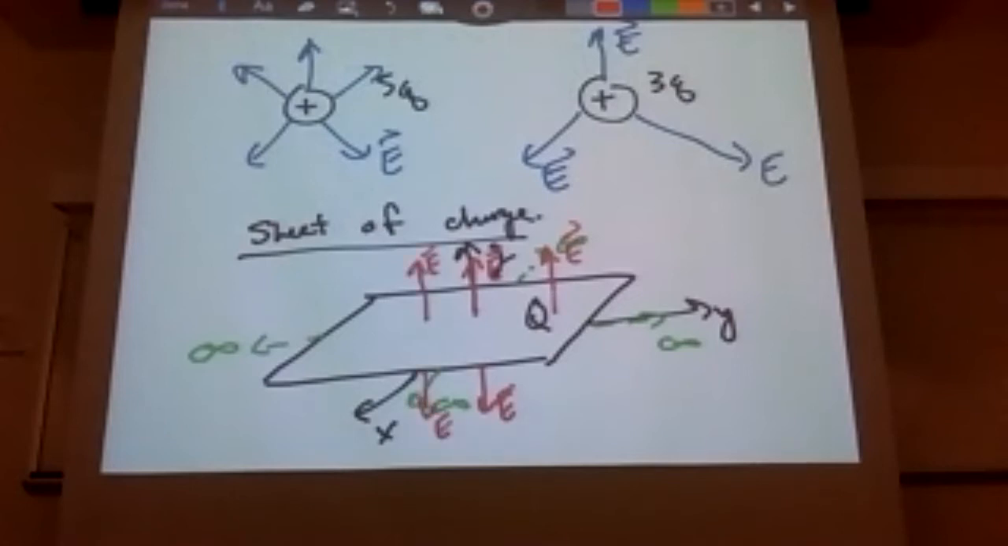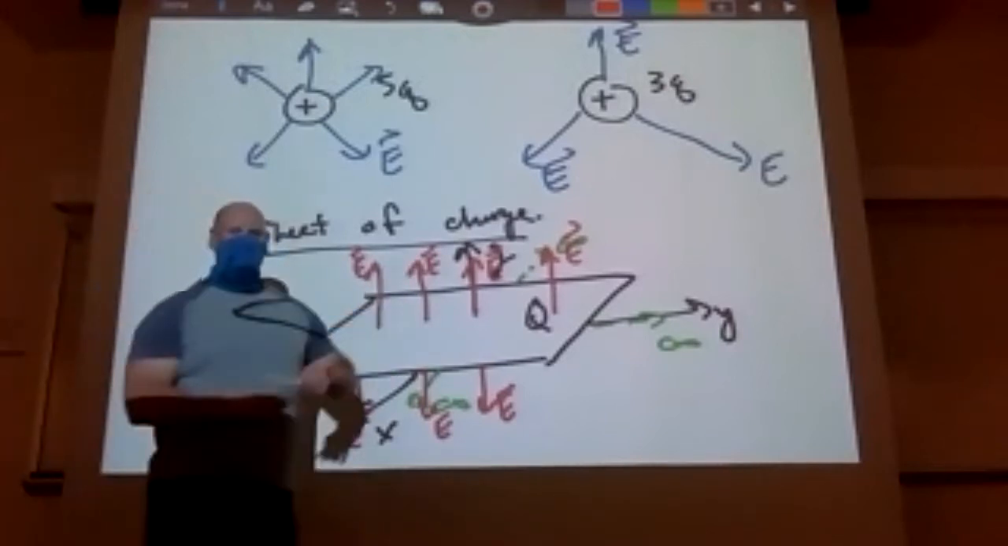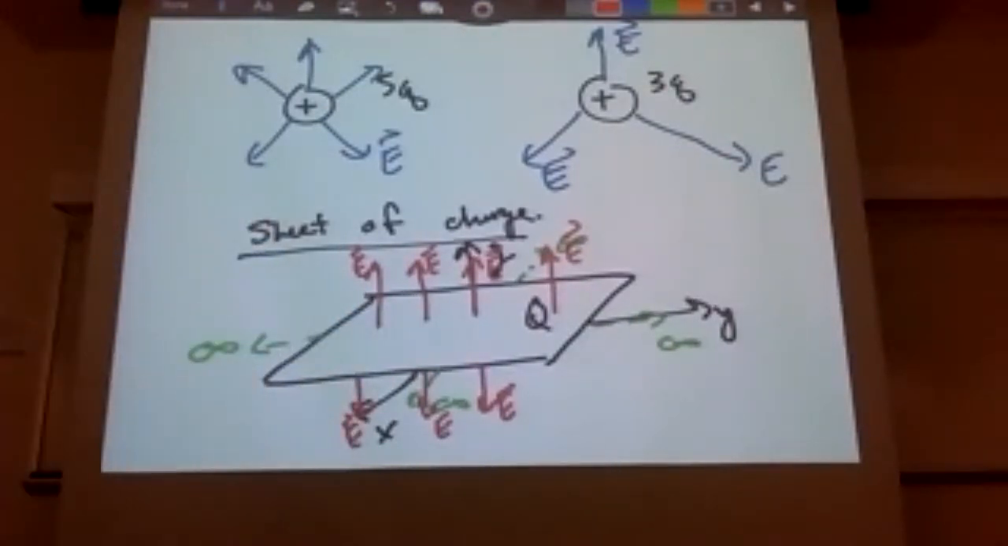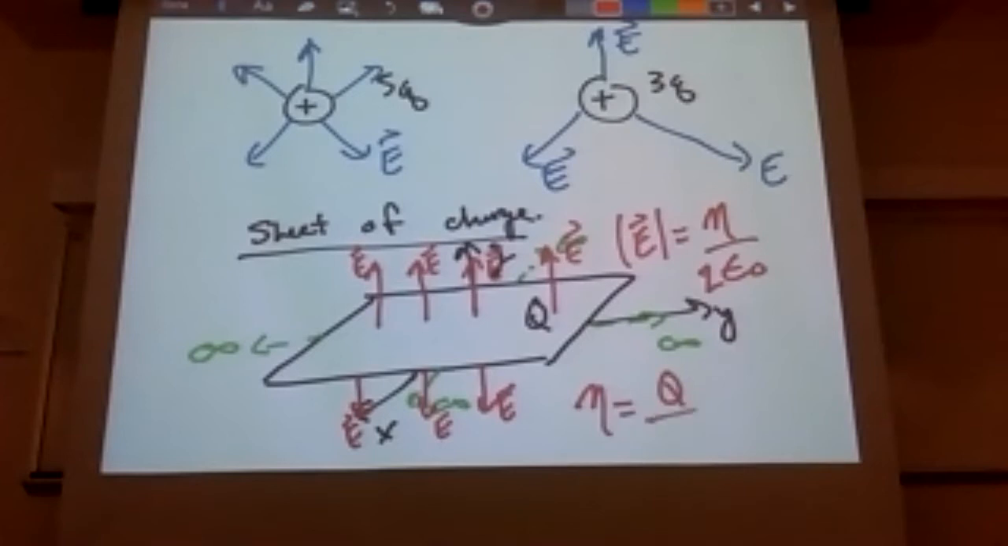And what's actually very, very interesting about this is that it turns out that the electric field magnitude is actually constant. So it turns out that the magnitude of this electric field is actually constant, and it's everywhere given by eta divided by epsilon naught. Actually divided by 2 epsilon naught. Where eta, as we defined before, is equal to the total charge divided by the total area. So this is the surface charge density.